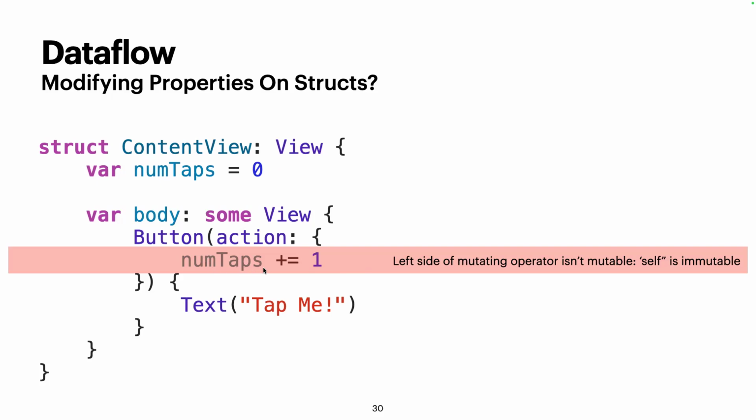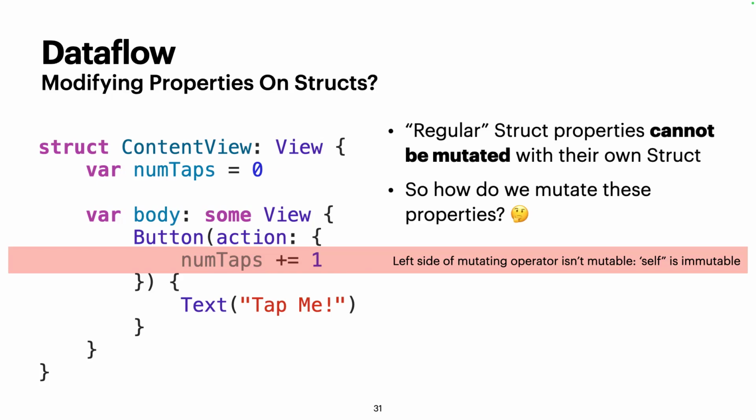So you have to do something else than this, right? Regular struct properties cannot be mutated within their own structs. And this is just by design. This is just the behavior of structs. Classes you can, but structs you can't. So how do we mutate these properties? And we can't create a class.